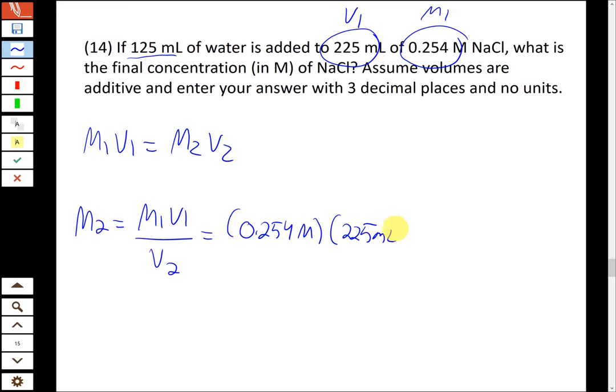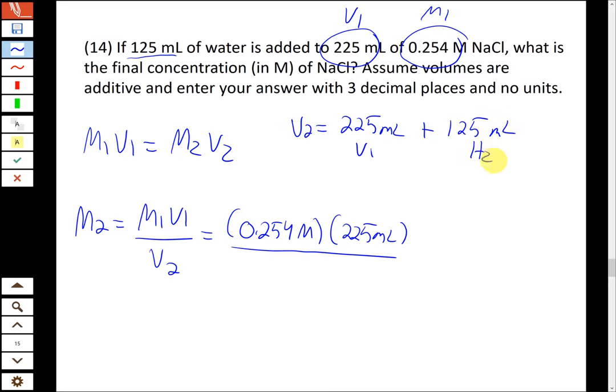Now we have to be a little bit careful here with V2 though, because in problems like this, V2 is not the amount of water that you add, it's the final volume of the solution after you've diluted it. So when we want to find V2, it's going to be the initial volume V1, which is 225, plus the amount of water that we add. We're assuming again that the volumes are additive, so we can just add them together. So 125 milliliters by itself is not V2, that's the amount that we're adding to the solution, so the final volume is going to be those 2 things combined, which is 350 milliliters.